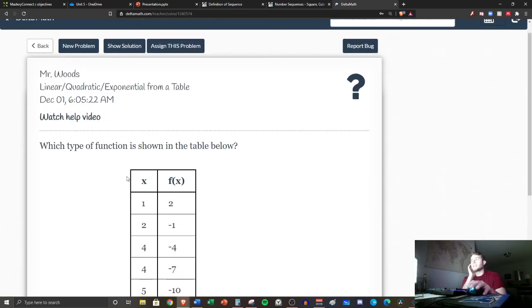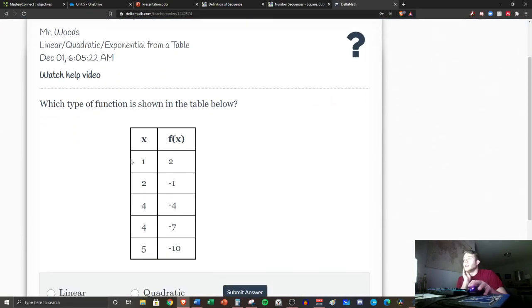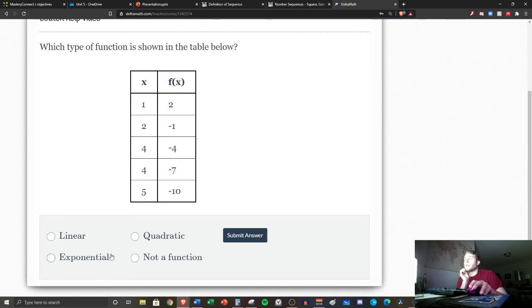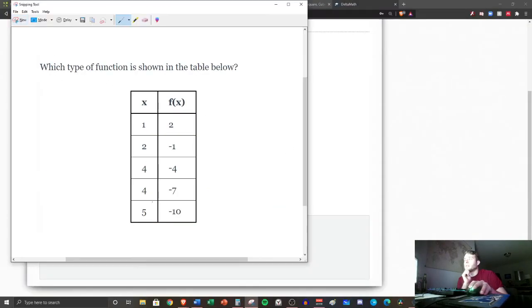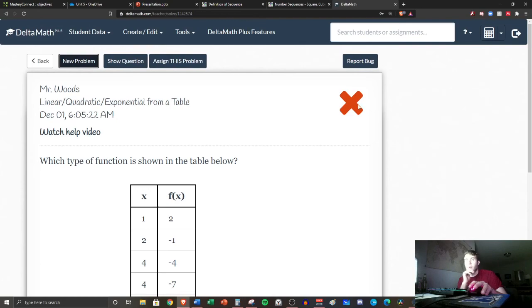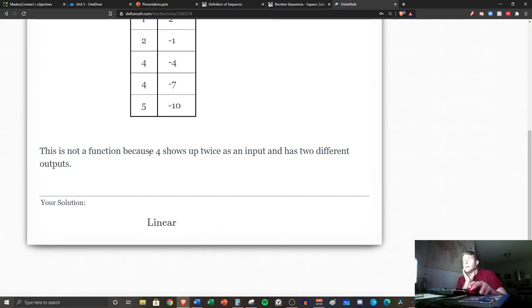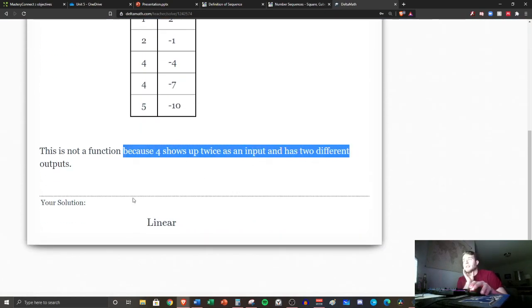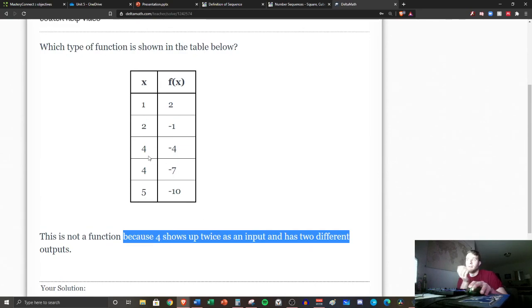Let me talk about one last item on here. There are examples where they're not functions, so not a function, and let's talk about that because I don't want you to be confused. Notice why this one's not a function. We're not going to really get into our definition of functions, but notice how the x values are repeated. If I put linear and I saw that, it would count it incorrect because it says 4 shows up twice as an input and has 2 different outputs.